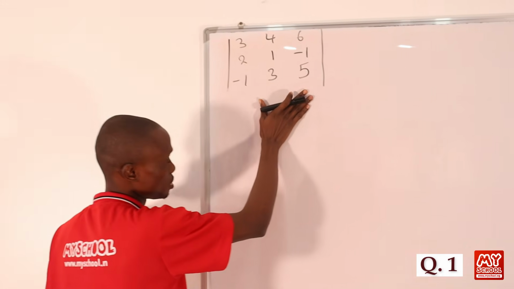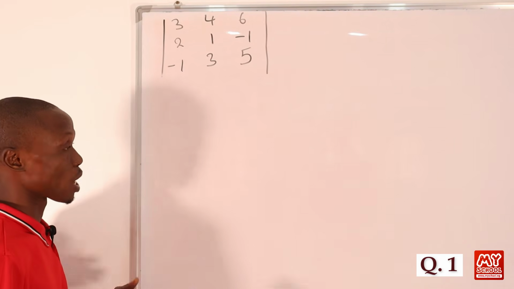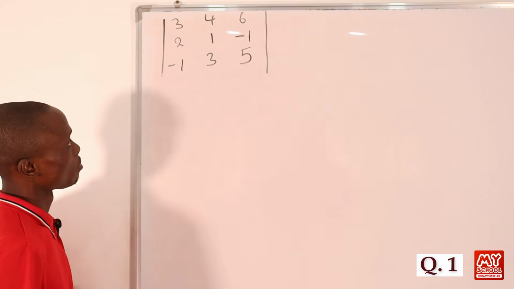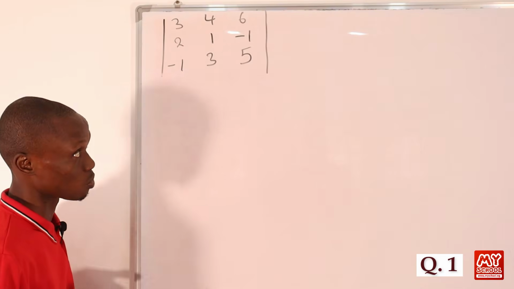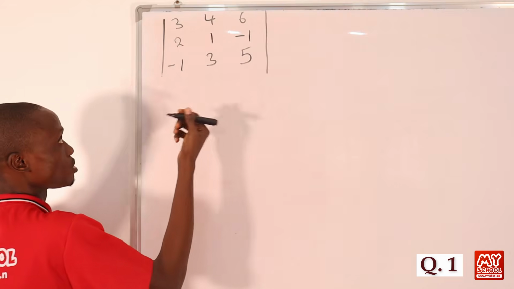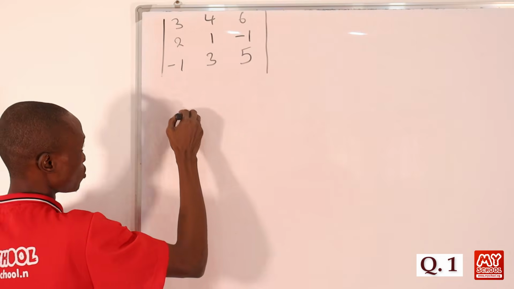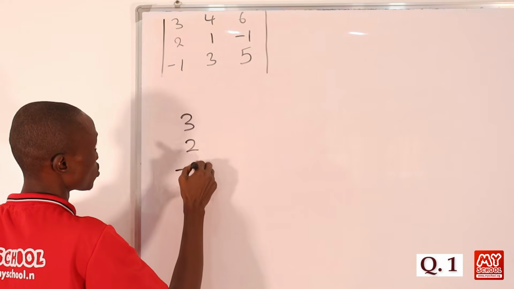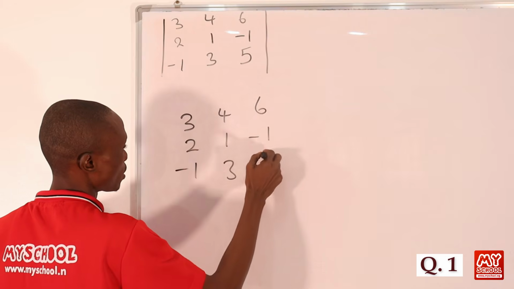So this is the matrix that is given to us, and we are asked to evaluate the determinant, right? To find the determinant of a given matrix, we have many methods that we can use, but I prefer to use this method. What I'm simply going to do is to write out the matrix again. So we have 3, 2, minus 1, 4, 1, 3, 6, minus 1, and 5.